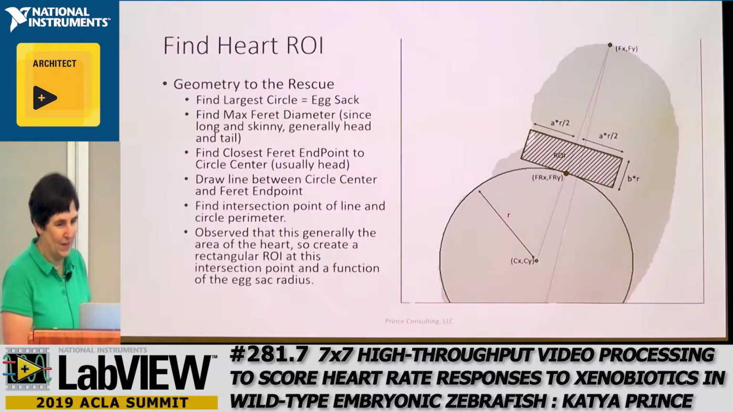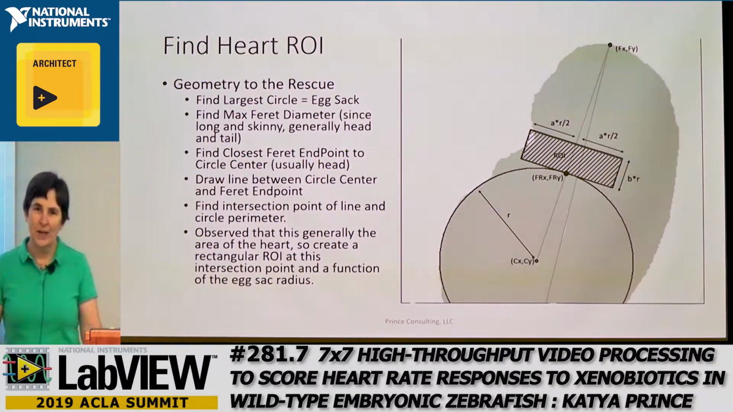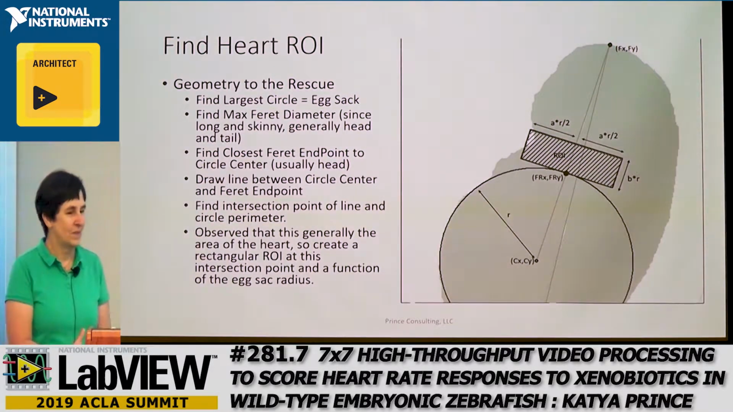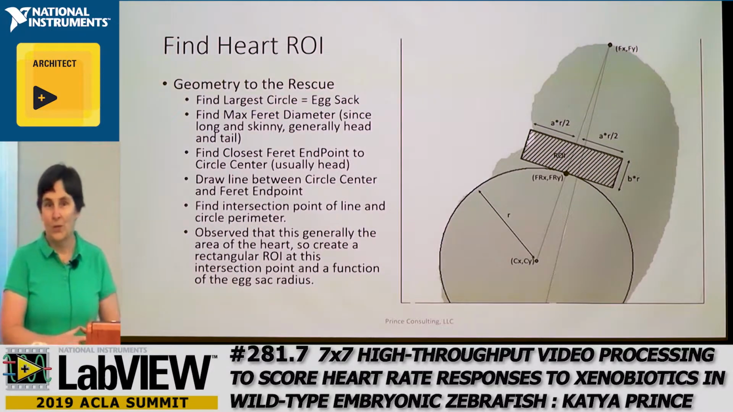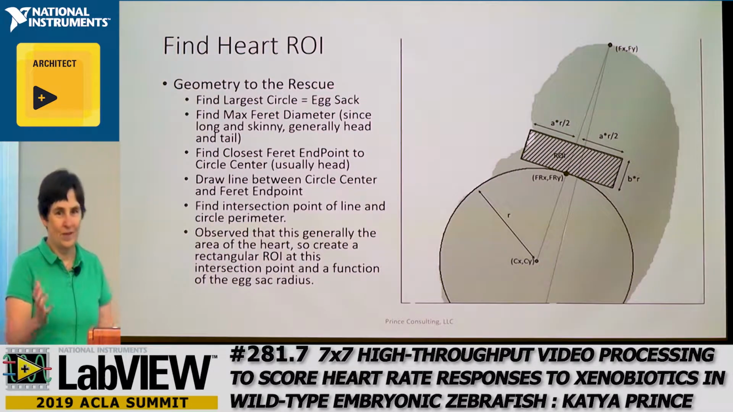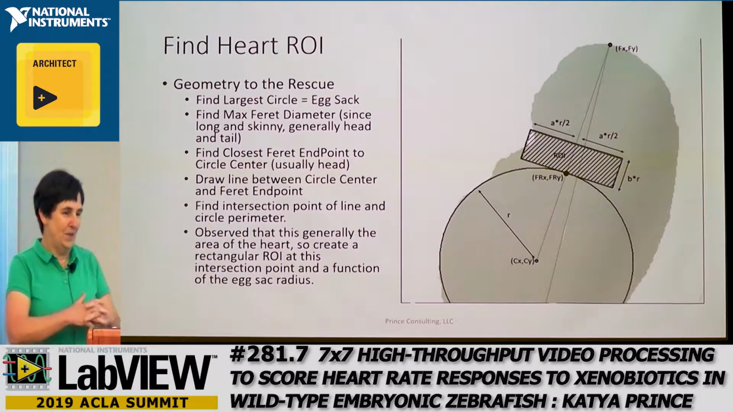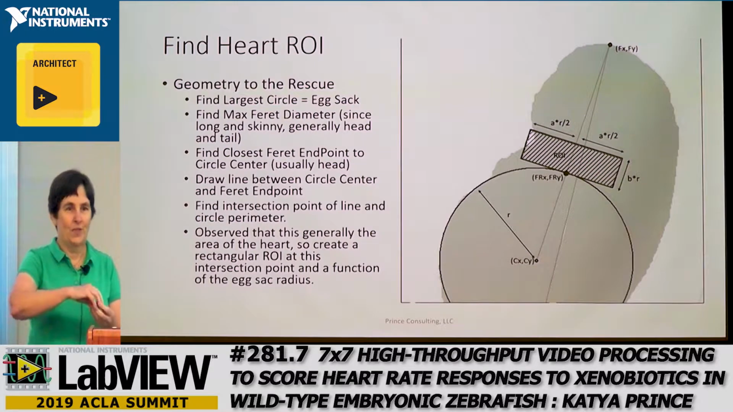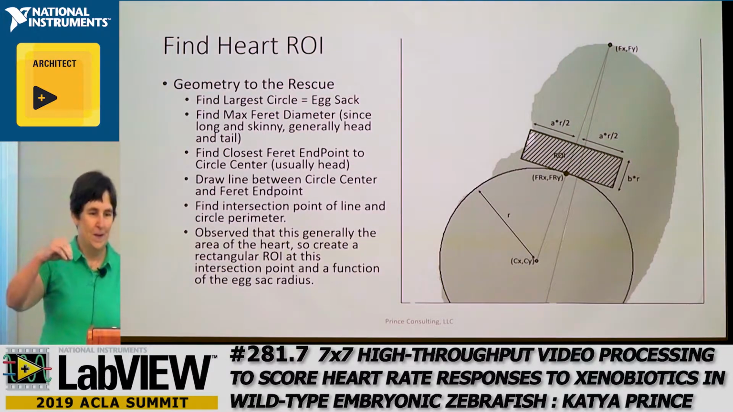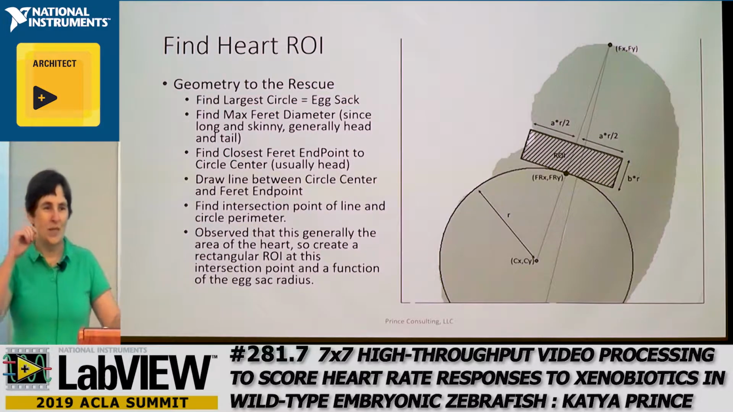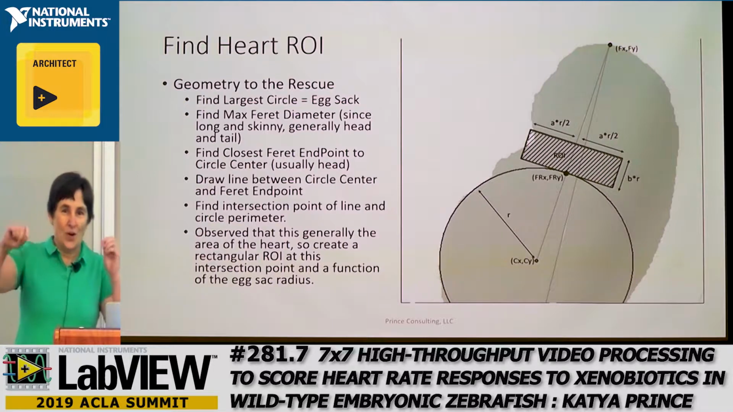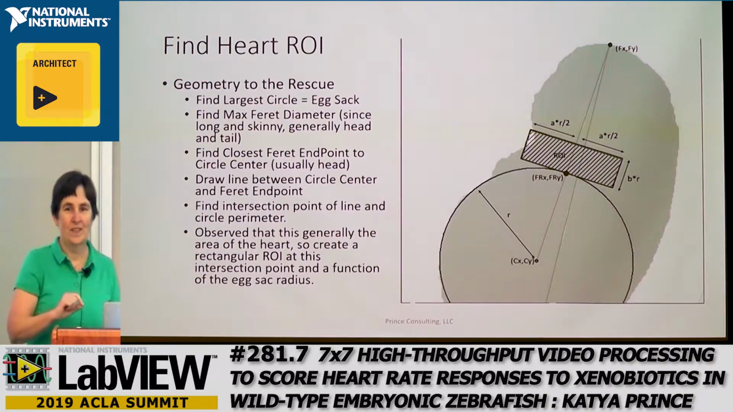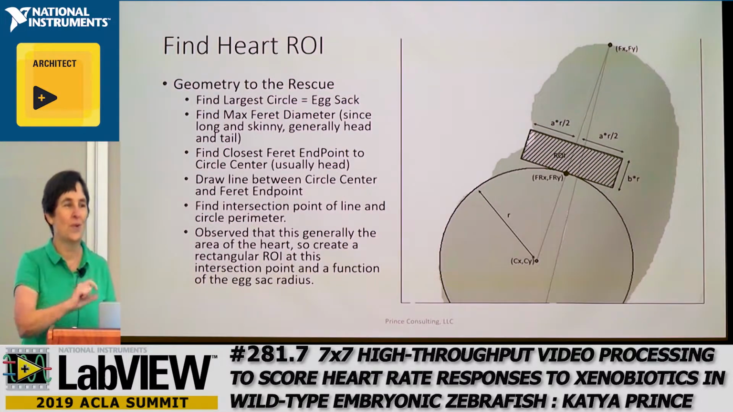So what I ended up doing was looking at the morphology of this fish and realized that the egg sac is this big circle. And there's a circle function. So I can basically find the largest circle inside my fish. I can then use, I think it's array diameter, to find the long axis of this fish. I can then figure out which end is closest to the center of this egg sac, which is usually the head. Draw the line between the egg sac and the head, and then if I look at the point where it crosses the circle, that is the egg sac, that's about where the heart is.